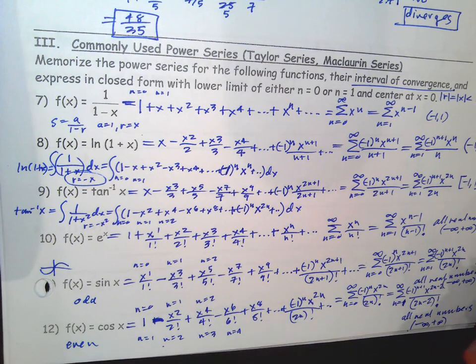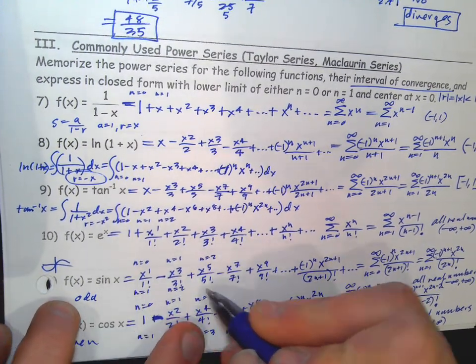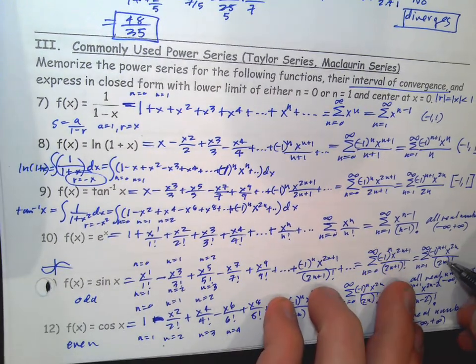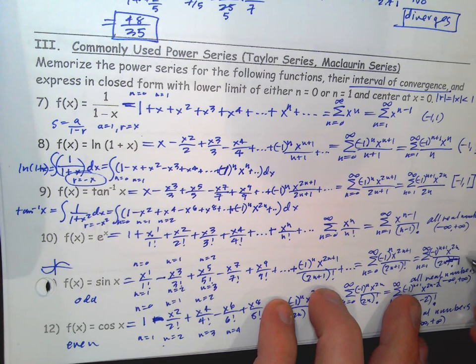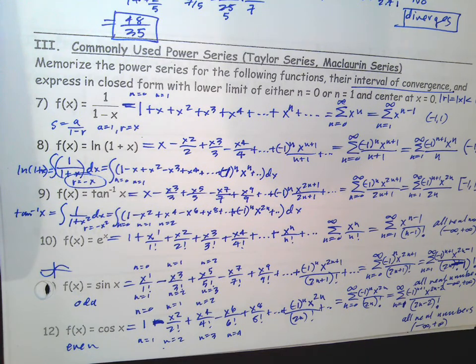Now, in the last one, I think I may have messed up, so I'm going to double check this. n equals 1, n equals 2, n equals 3. So it looks like it's double n minus 1. So it should have been 2n minus 1, 2n minus 1 for sine. So I don't really try and memorize those. I know the pattern real quick, and then I could recreate the formula.